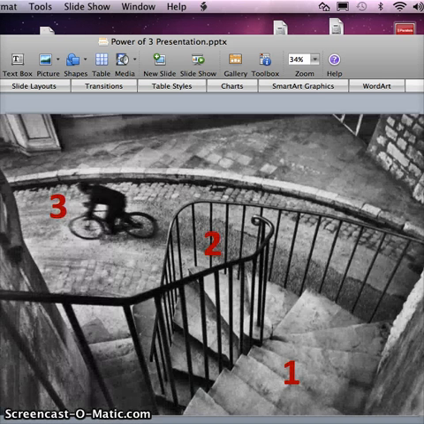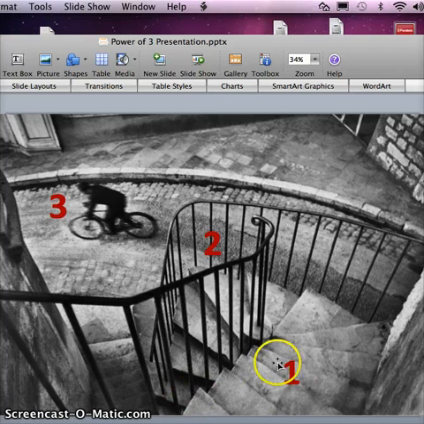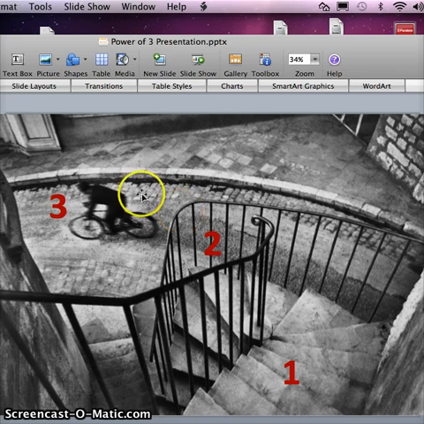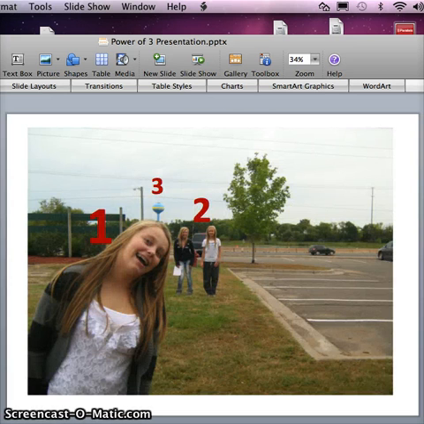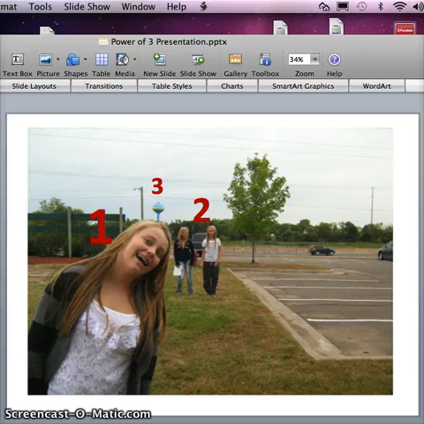So in this picture that we've seen already, let's say the foreground is number 1, the middle ground is 2 in this area, and 3 is the background. I wouldn't say this photo that we've already seen is the best composed photo or the best design, but it does reveal or reflect some elements of the power of 3 or the 3 grounds.